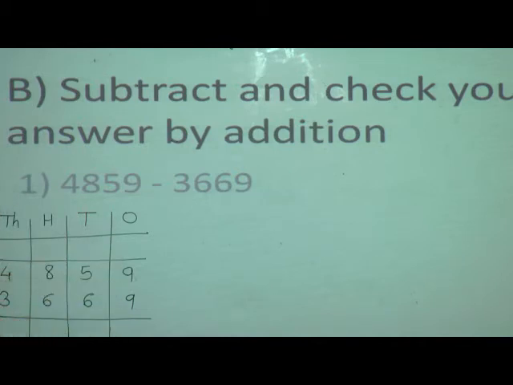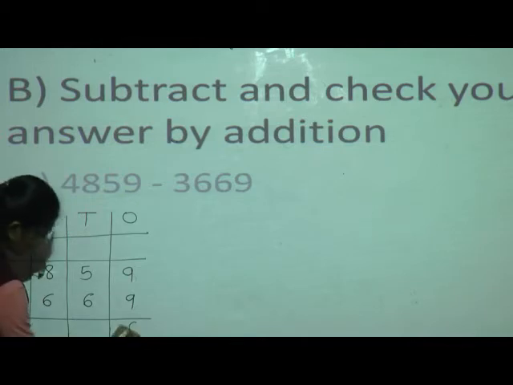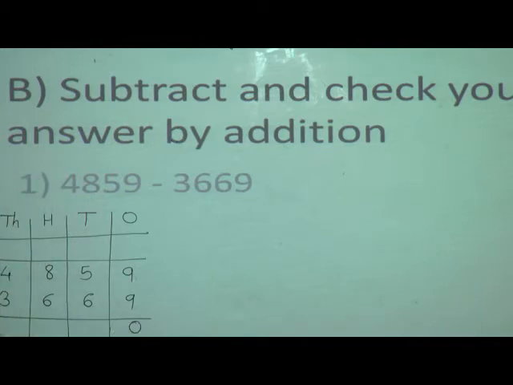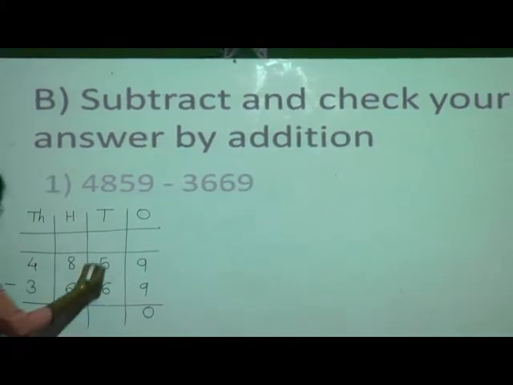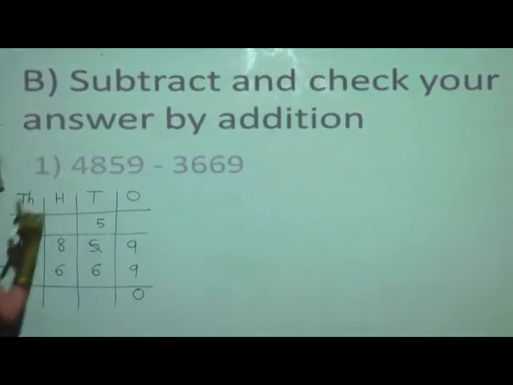See the ones place column. In the ones place here 9 ones are there and here also 9 ones are there. So 9 minus 9 is 0. So put 0 in the ones place. Now see the tens place column. Here how many tens are there? 5 tens are there and here 6 tens are there. So 5 minus 6, can we do? No. Why? Because 5 is smaller than 6. Then what to do? Just cut this 5 and write 5 as it is.